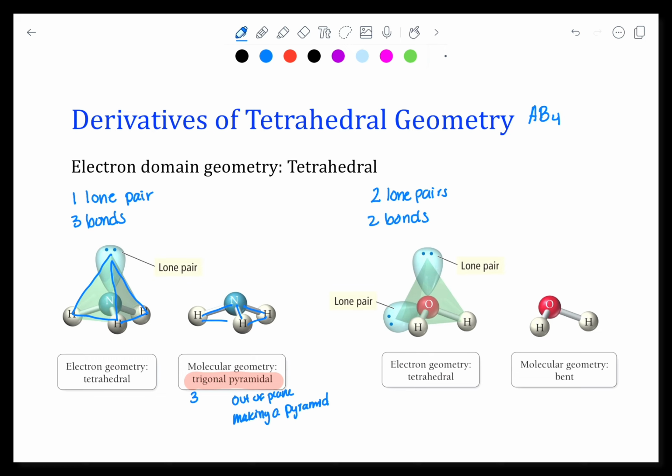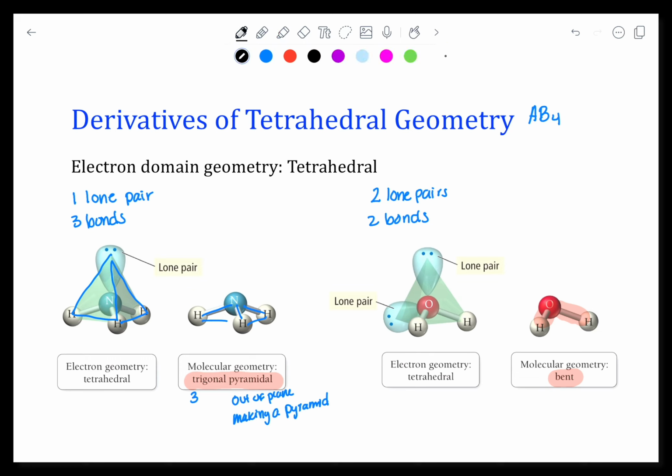Okay, this is the structure of water. So water's electron domain geometry is tetrahedral. It still has 4 electron domains around it. 2 of those just happen to be lone pairs. So if we look at just our bonds, we see that we have 1 bond and 1 bond. So our 2 bonds are now making up another bent structure. So we have 2 versions of a bent structure.